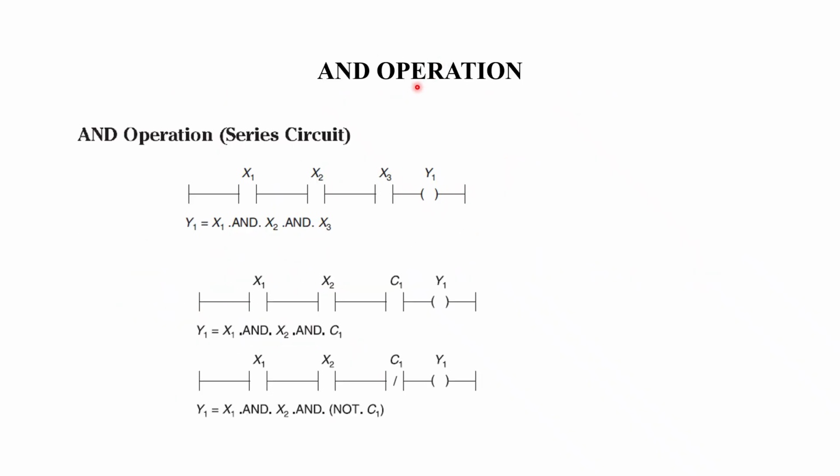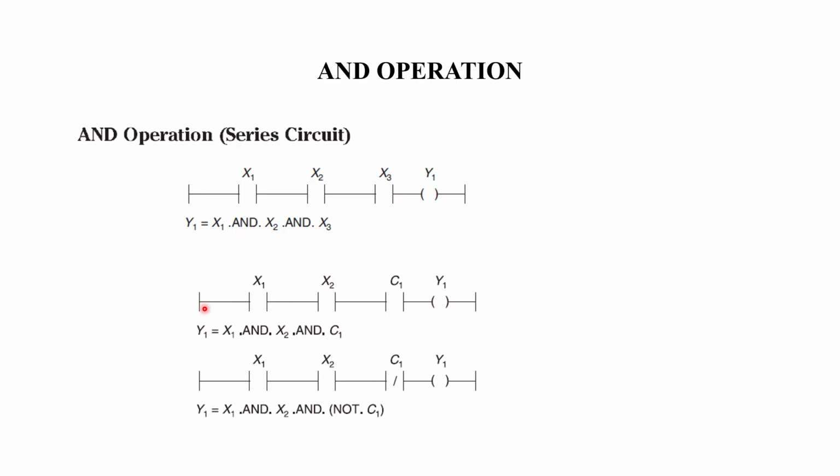Logic operations. First is the AND operation. How are we going to execute the AND operation in a PLC? The AND operation is purely a series circuit. Let us take a series circuit having 3 inputs and 1 output. We represent x1 and x2 and x3, all connected in series. Your output is y1: y1 is equal to x1 and x2 and x3.